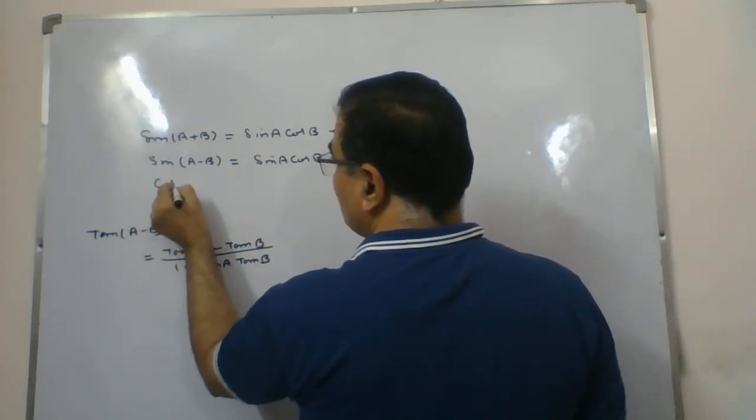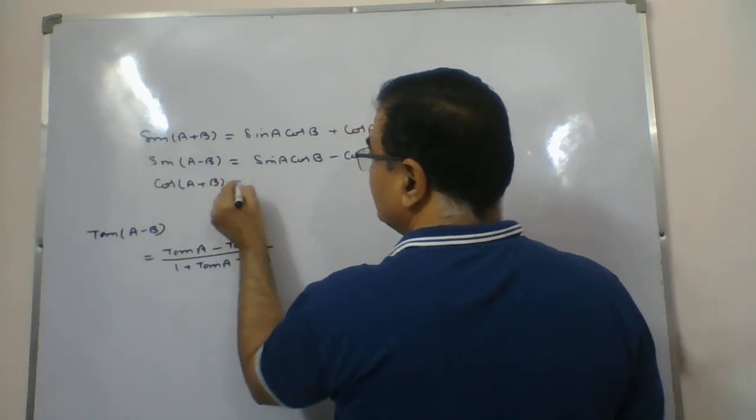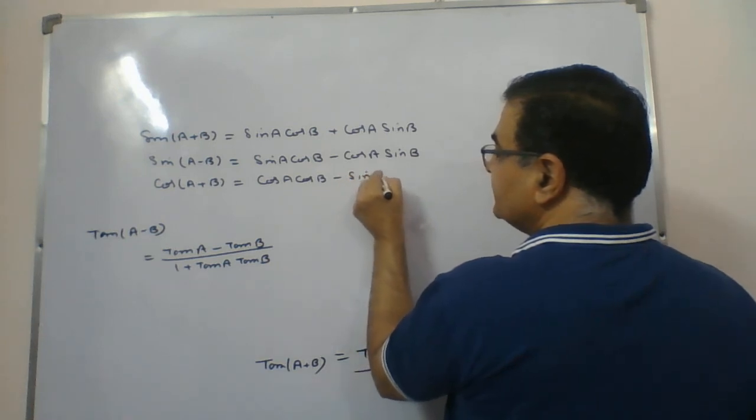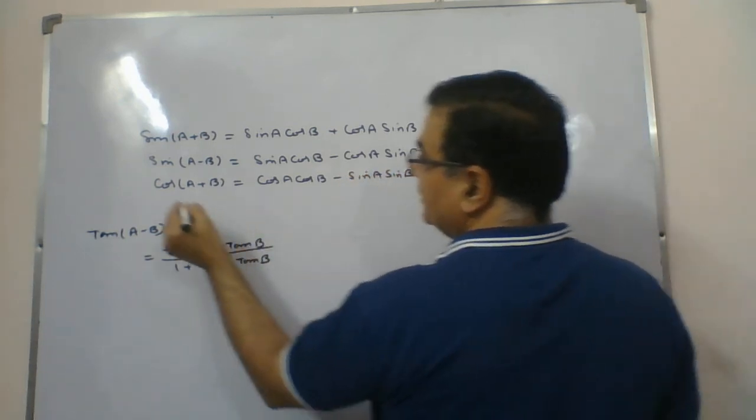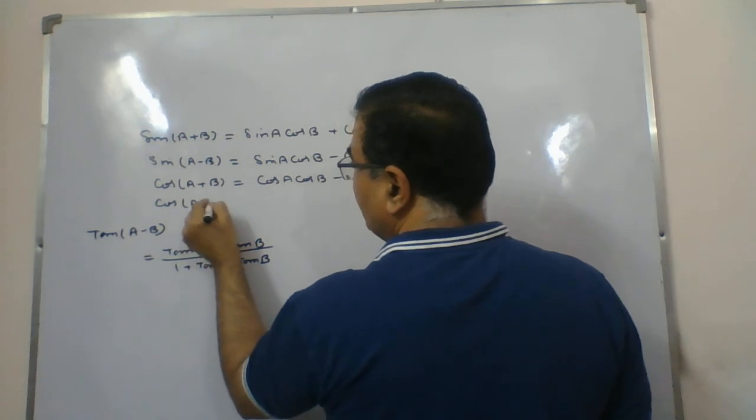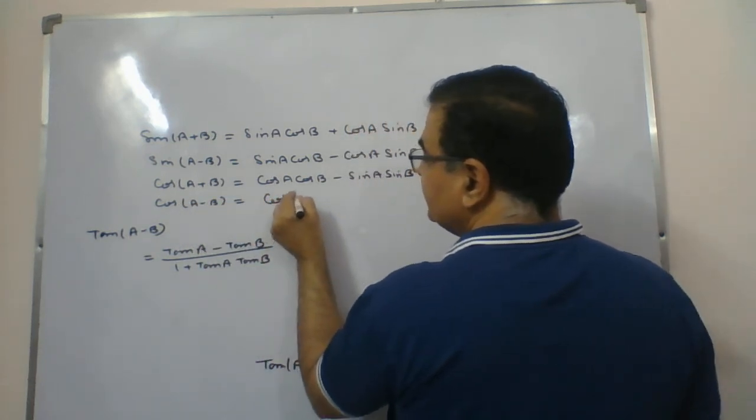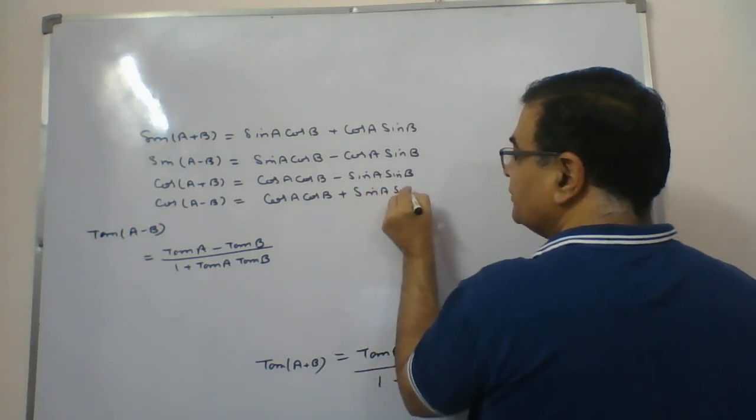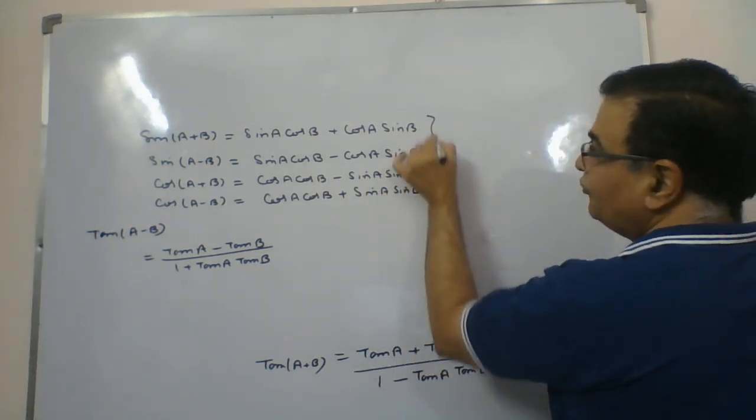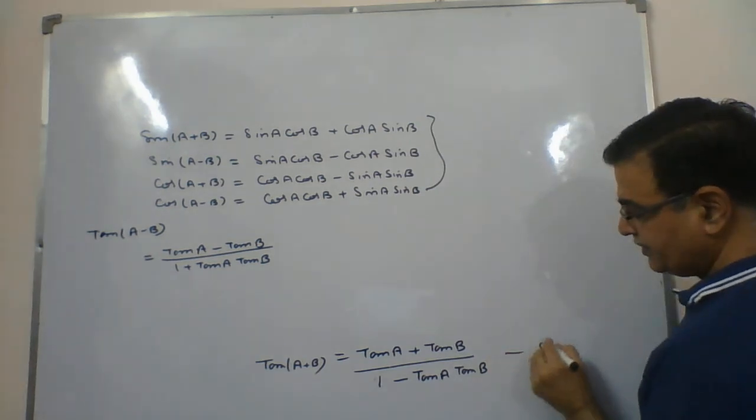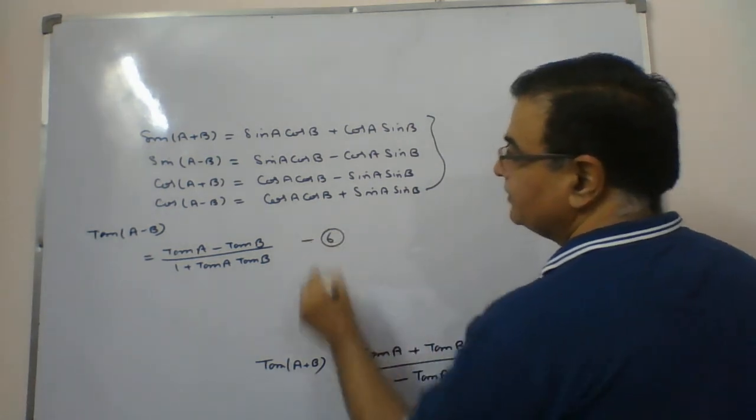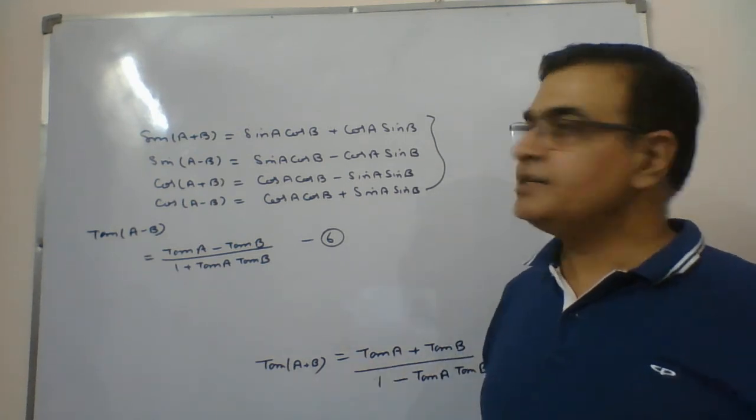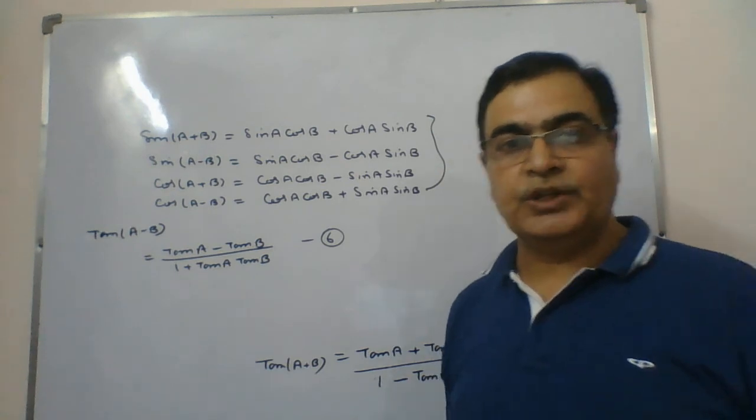Then the formula comes cos(A+B). That comes out to be cos A cos B minus sin A sin B. And then the formula cos of (A-B). Formula says cos A cos B plus sin A sin B. So these are the 4 results. This is the 5th result and this is the 6th result. So this way we have 6 results in the beginning of it, and in the next video we'll start doing the questions on it.